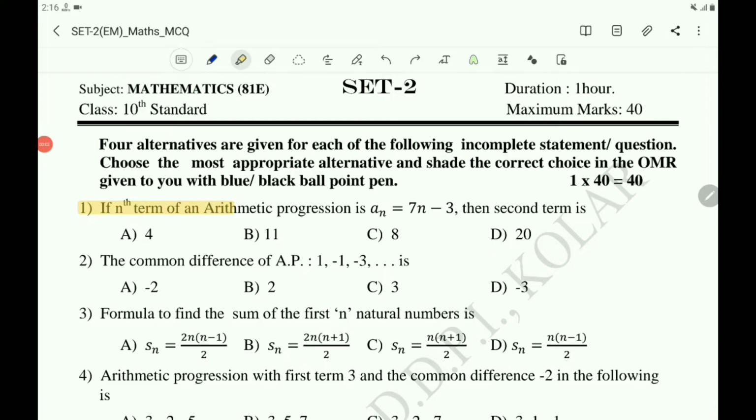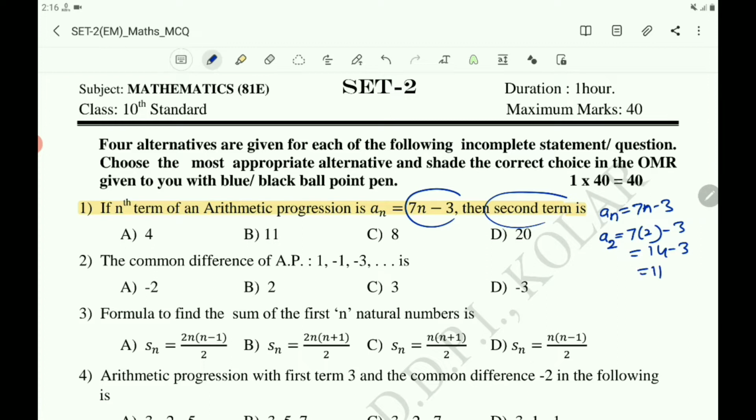If the nth term of an arithmetic progression is an equals 7n minus 3, then the second term is? Here an is given as 7n minus 3, so note it down. We have to find the second term. Very simple. In the place of n you take 2. So a2 equals 7 into 2 minus 3, that is 14 minus 3, which equals 11. So note down the answer, option B. Option B is the correct answer.